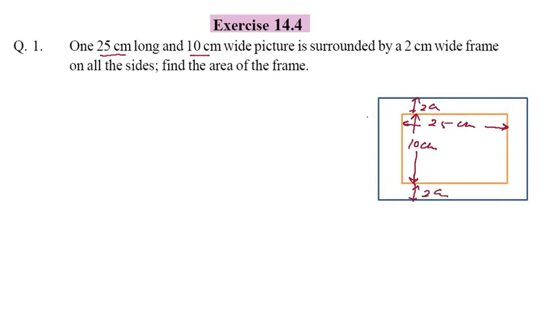So outer length, that is the 10 and 2, that is 12 and 2, 14. So that one is the 14 centimeter outside. And it is 25 centimeters. So 2 centimeter is here. It is 2 centimeter and it is also 2 centimeter. So it becomes 29 centimeter.